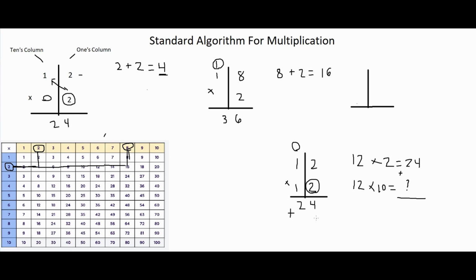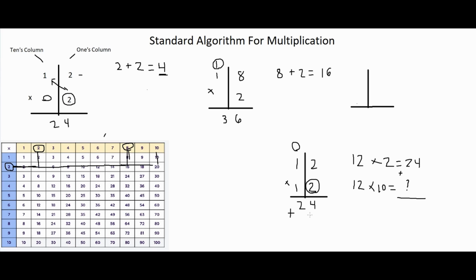If you want to make it easier, you can just put a 0 here at the end, and then just go about and multiply 12 by 1. Or you can multiply 2 by 10. I'll do it both ways. So first let's multiply 2 by 10. If we go here on the chart and draw a line all the way to 10, we see that 2 by 10 is 20.